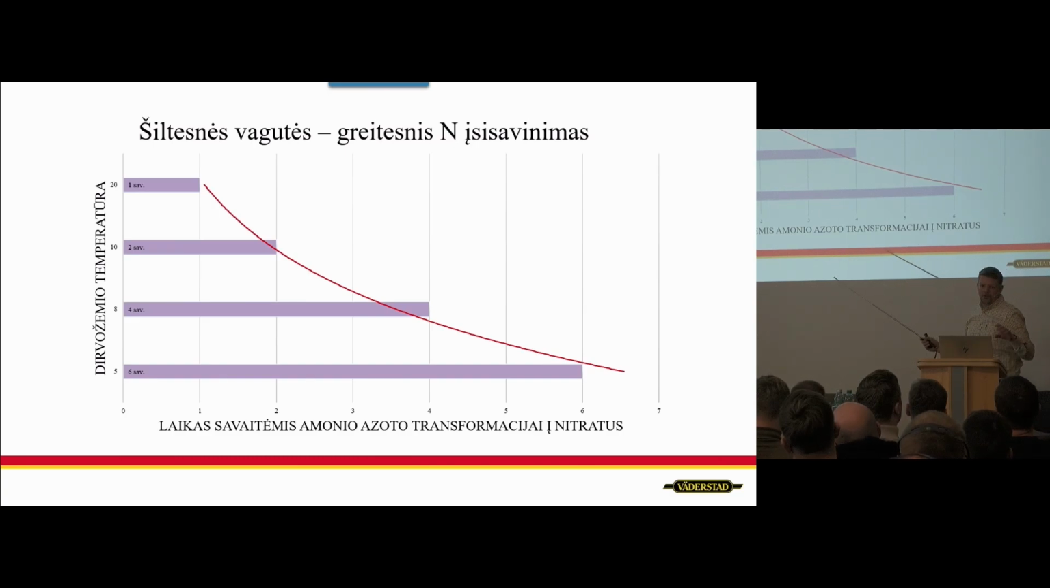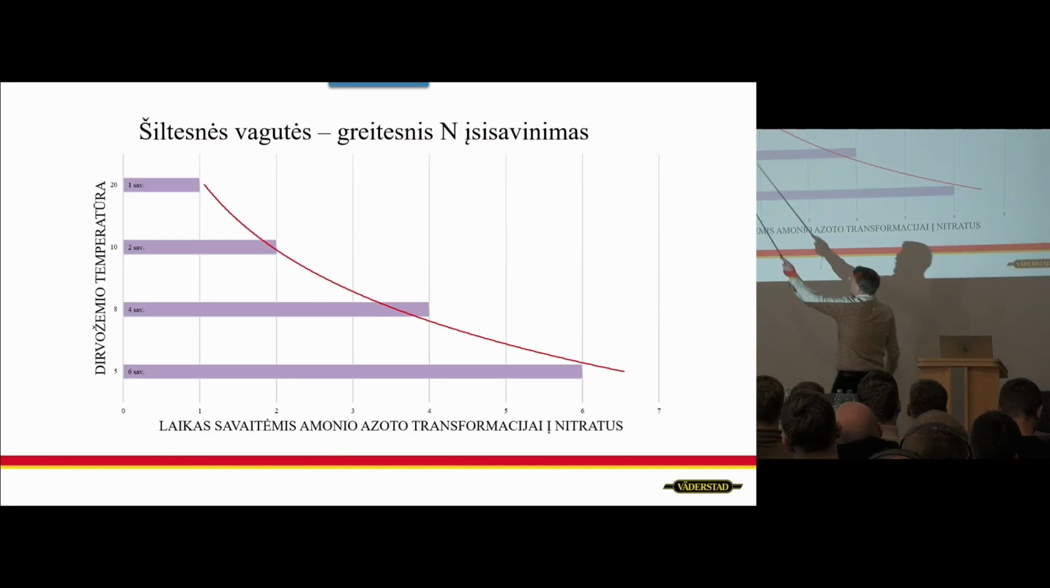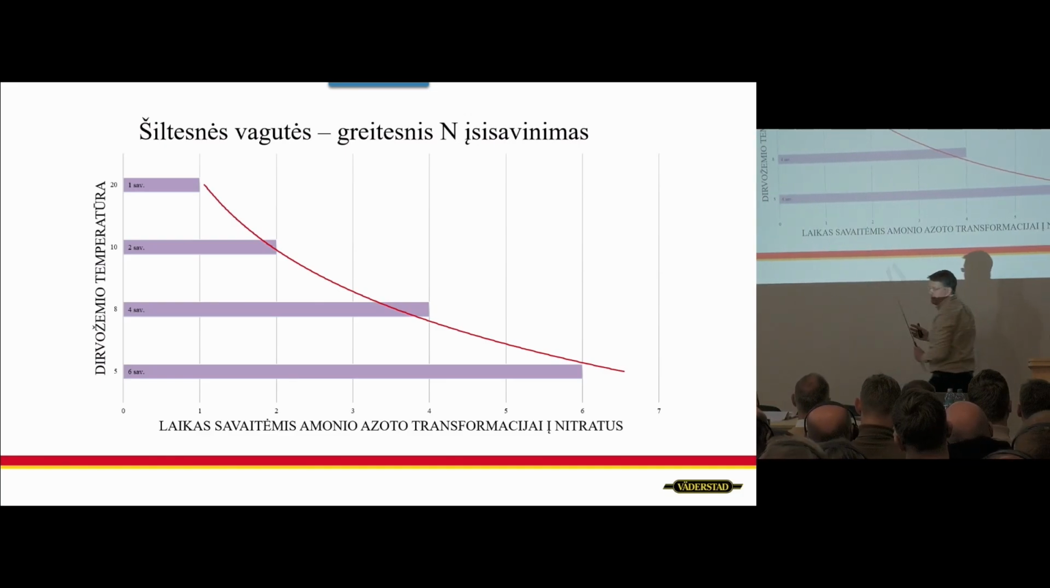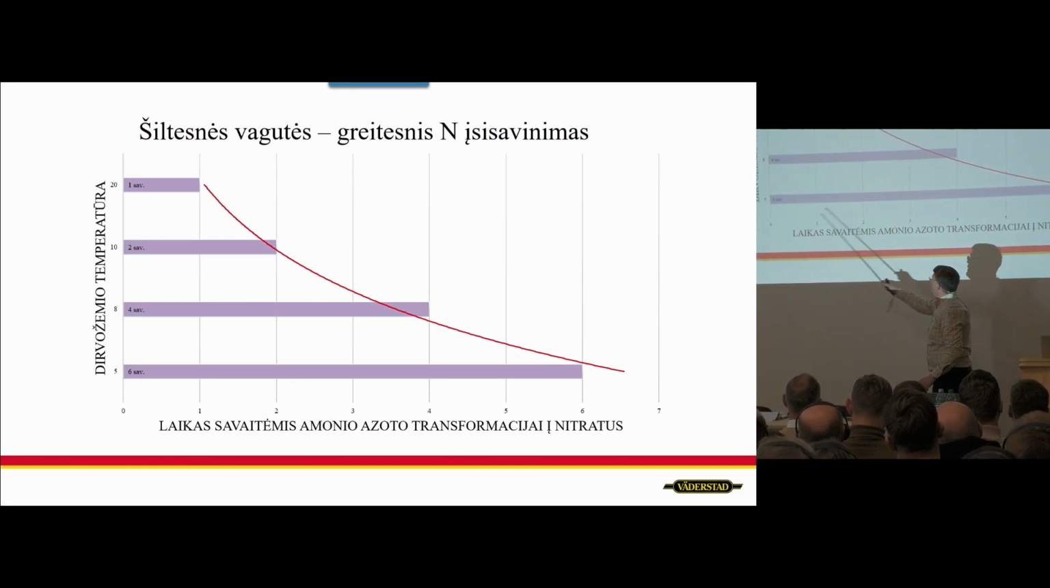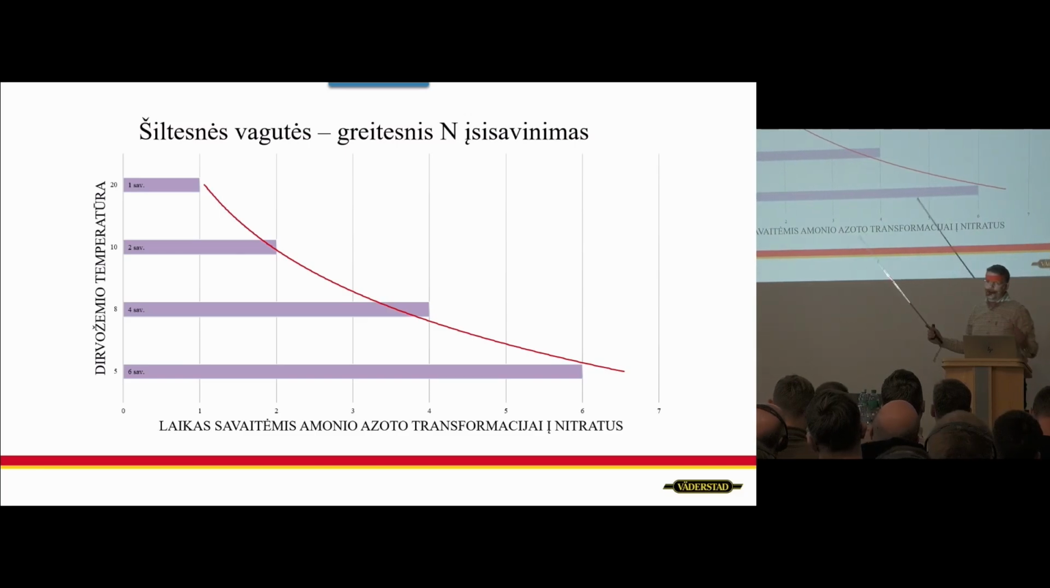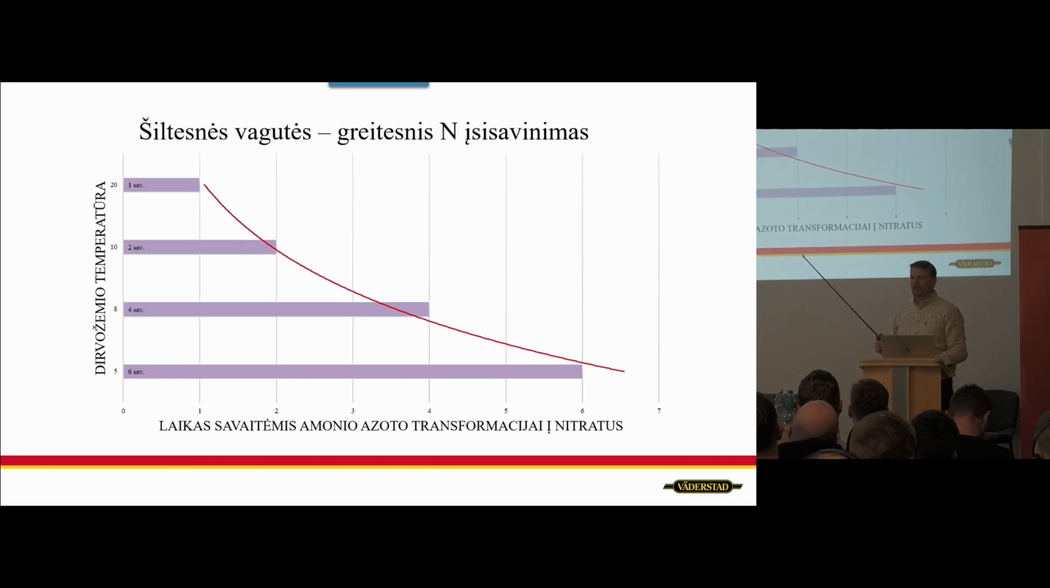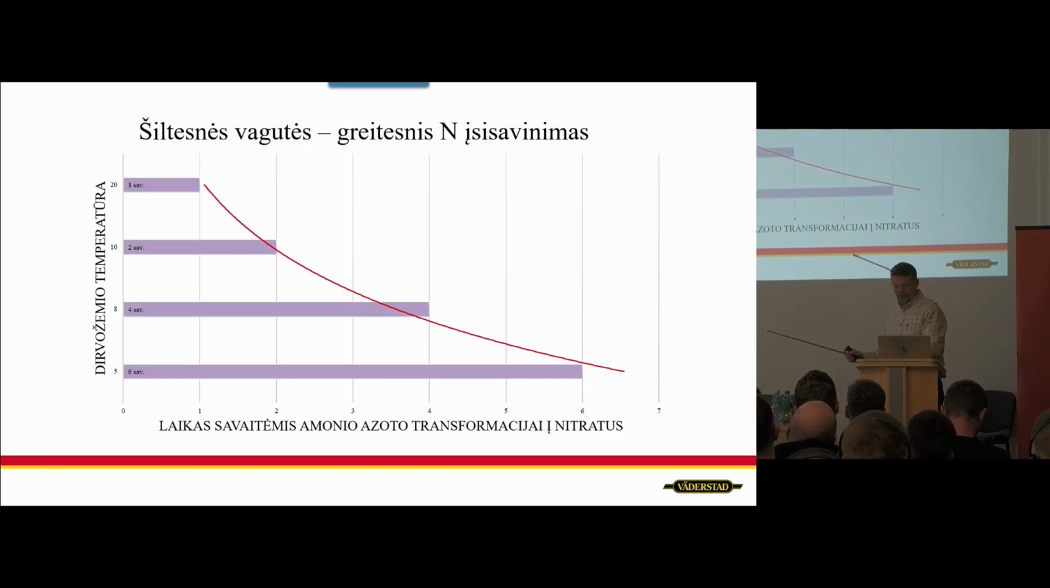And then you have up there the soil temperature. So you can basically see with 20 degrees, it takes 1 week. But if we have 5 degrees, it takes a lot longer. So that also affects how you will see the fertilizer working for your plant there.